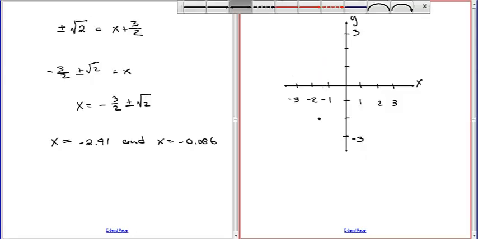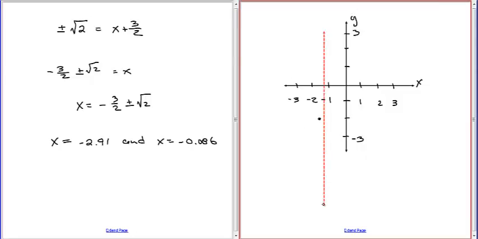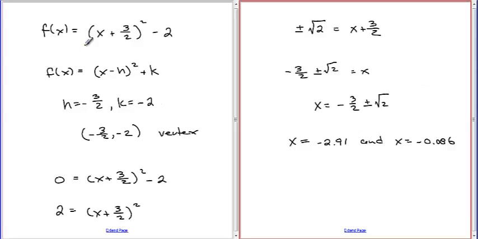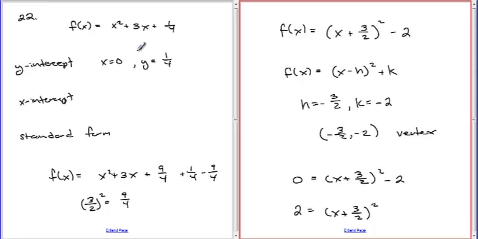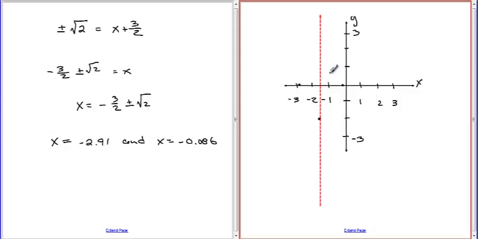We could draw a line of symmetry. Let's do that. So if we draw our line of symmetry, it's going to be symmetric around this vertical line of the vertex. It's going to intersect about here, which is really close to 0, negative 0.086, and it's going to intersect at 2.9, which is about right there. And then it's going to have a y-intercept of a quarter, which is about right there.